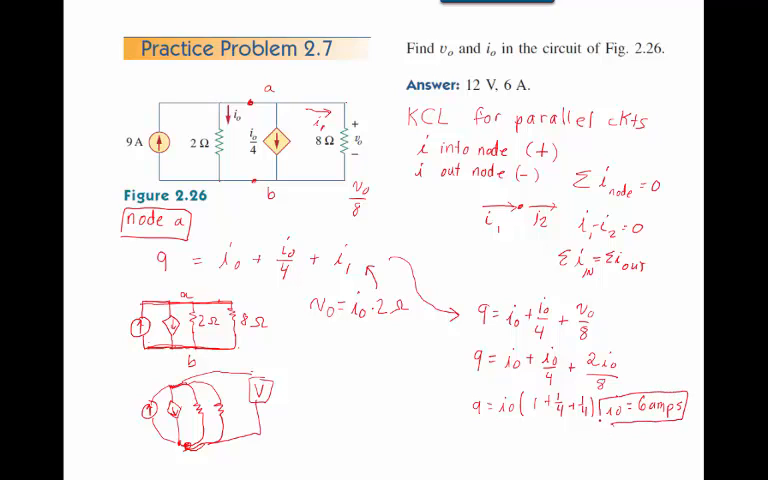Oops, what did the problem ask for? Problem asked for I0, 6 amps. Yes, I got it right. And it asks for V out. So V out equals I1 times 8 ohms.